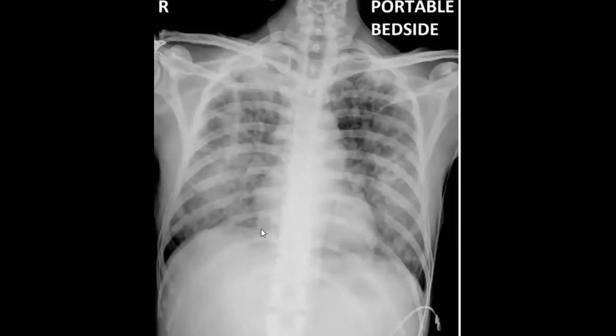When you see these opacities, usually my approach is to check the heart for any cardiomegaly or not, and check for any possible source, it could be infection. If there is none, especially when I find that the patient is portable and bedside, I will think that this could be ARDS, adult respiratory distress syndrome.